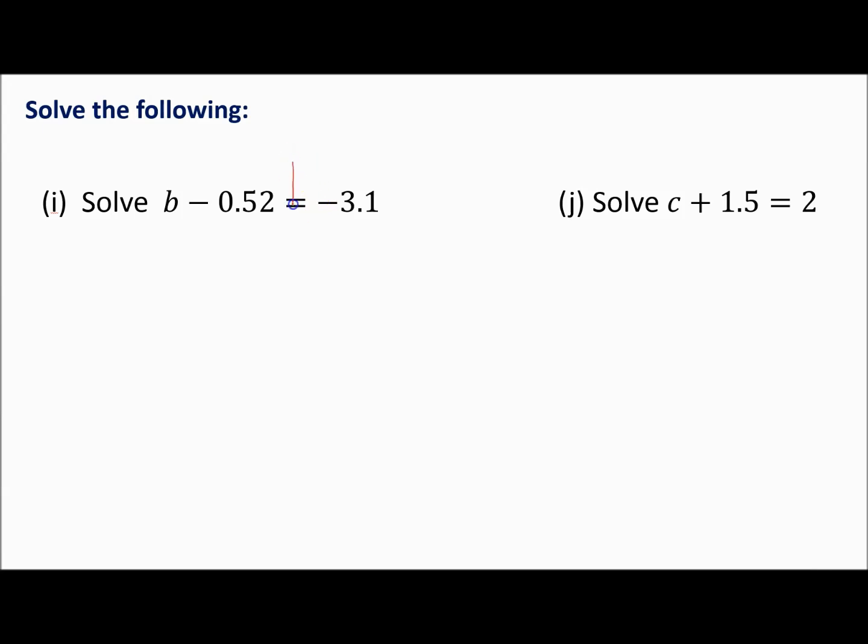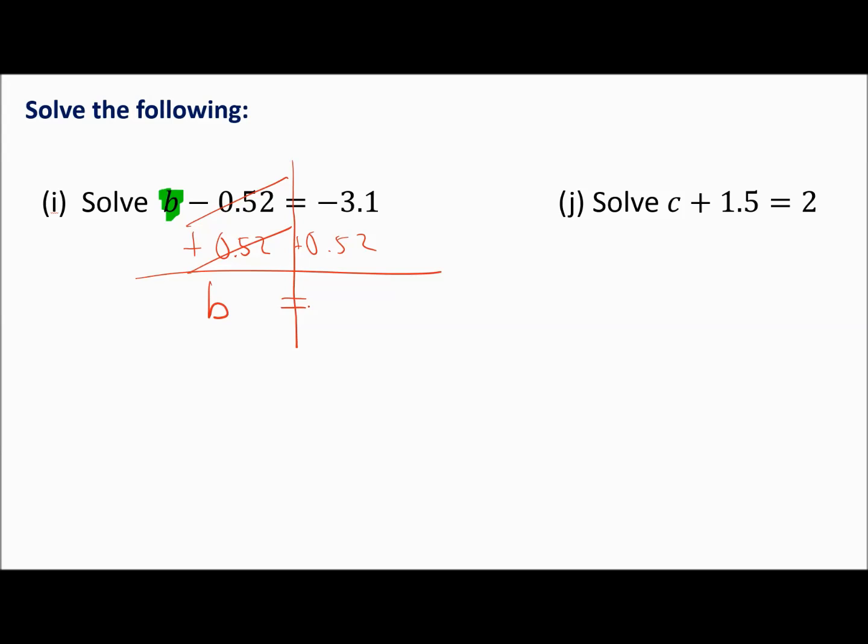In other words, this is an equation. So I'm trying to isolate this b. What do I need to do to get the left-hand side where it only has a b? Well, I need to do the opposite of what's happening. So I'm going to add 0.52 on the left, which means I have to add 0.52 on the right as well. Now the negative 0.52 and the positive 0.52 cancel, so there's a b only left on the left-hand side, which is my goal. You have to have nothing but your variable.